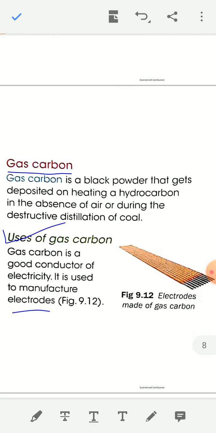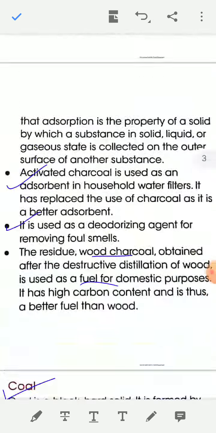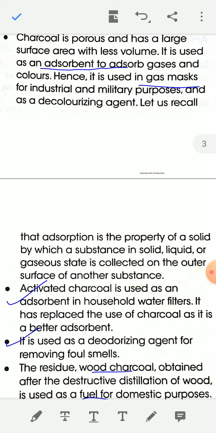So students, you have to remember the different types of amorphous forms of carbon, their physical properties and their uses, one or two uses.